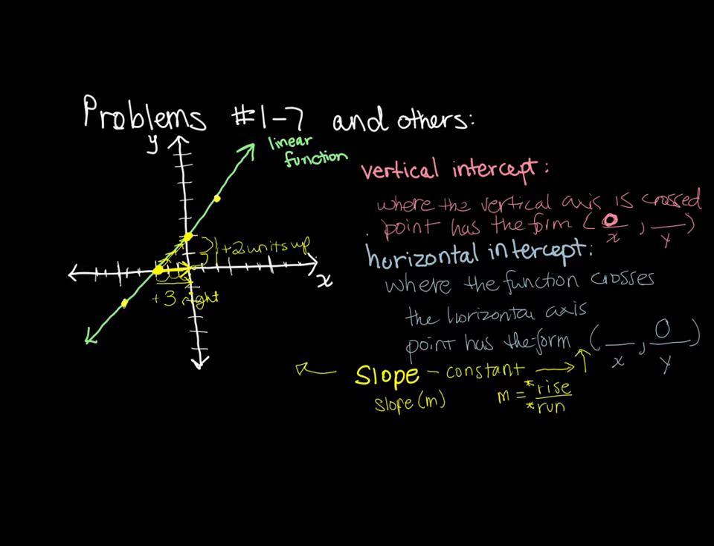So let's take this to our formula. Our slope is equal to rise over run. We ran plus 3 units to the right, and we rose 2 units up. So this line has a slope of 2/3.